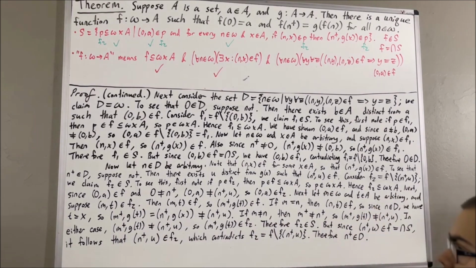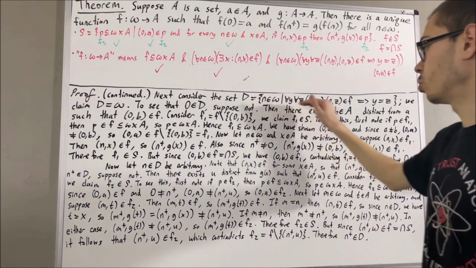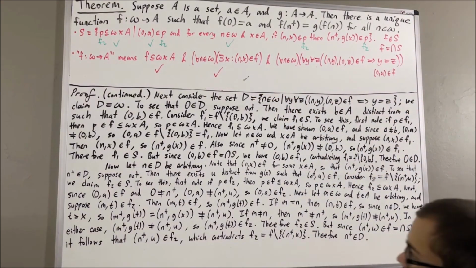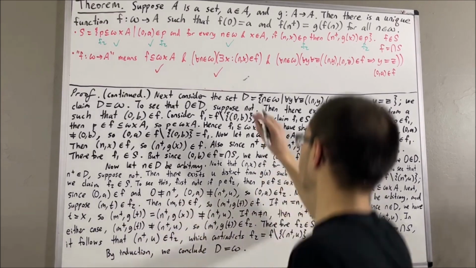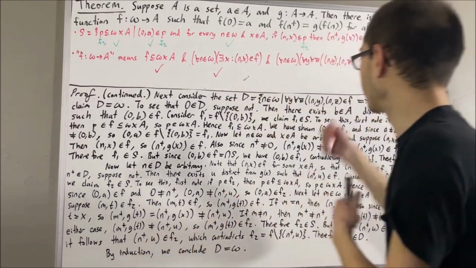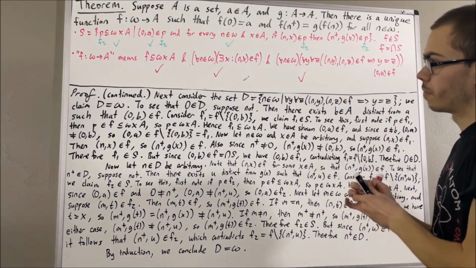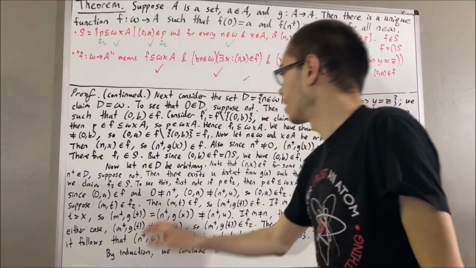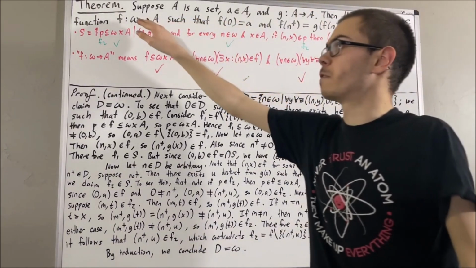And that's it. So by the principle of induction, D must be equal to the set of natural numbers. And because this set D is equal to the set of natural numbers, that means that the uniqueness part must be true, right? So we're done. This proves that our choice of F is in fact a function from omega to A.